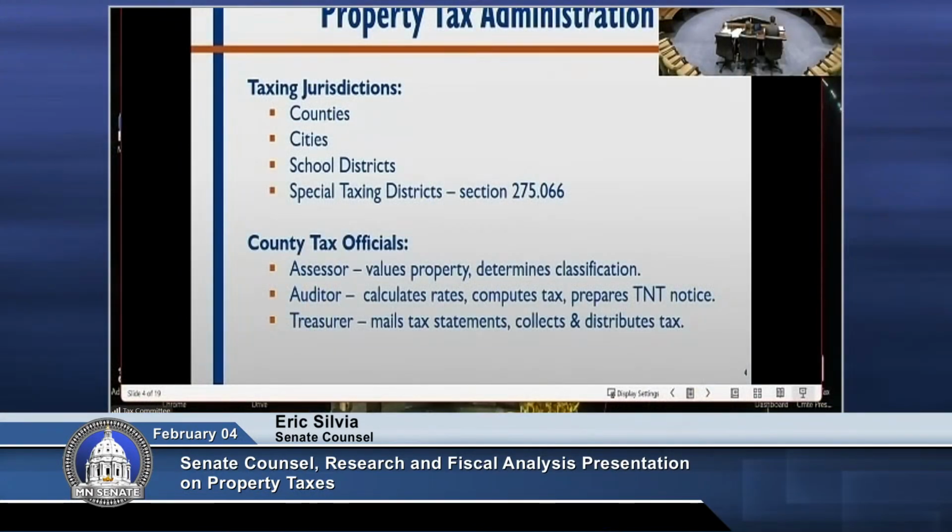And the bottom of the slide just notes county tax officials, but really the county offices that are involved in the property tax system. Simply put, the county assessor is required to value property and determine the property's classification. The county auditor calculates taxes and computes the tax. And lastly, the county treasurer mails the tax statements and collects and distributes the tax.